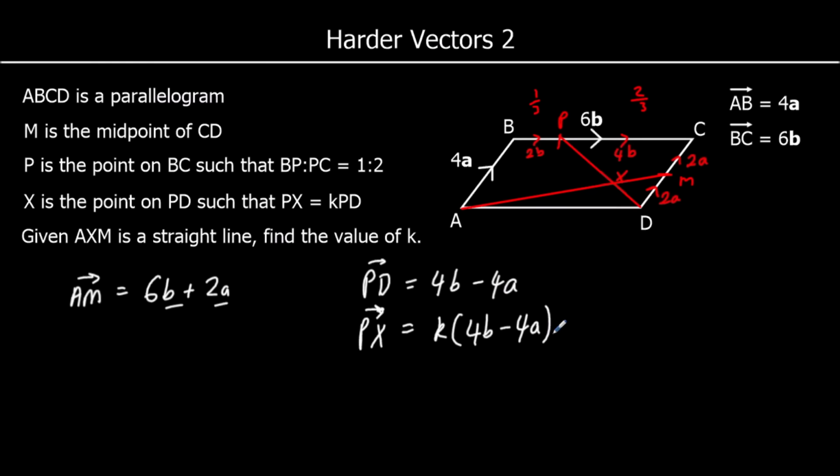So we're using AXM. So we need to take this route. We need to go A to B to P to X. So we need to write A to X as 4a plus 2b plus P to X.